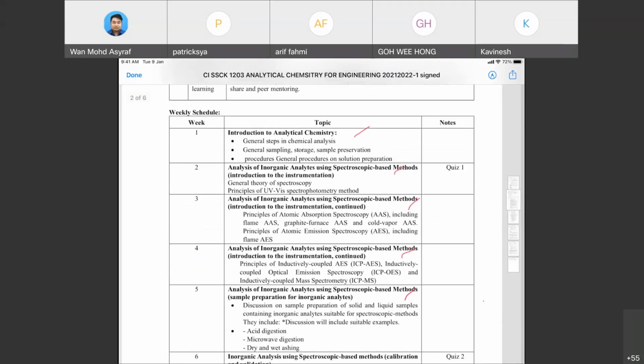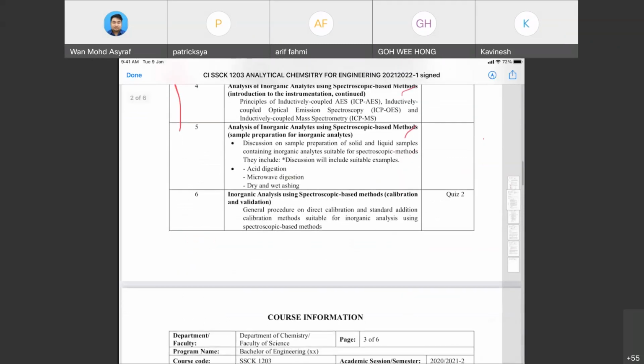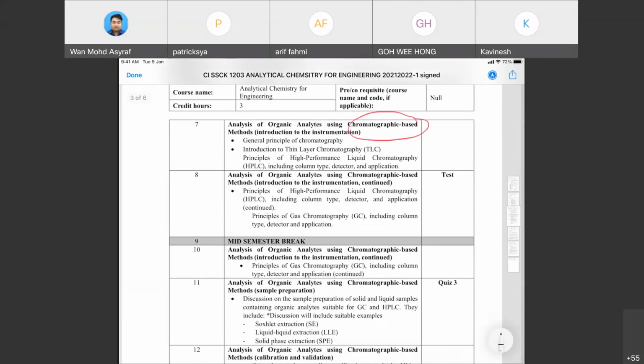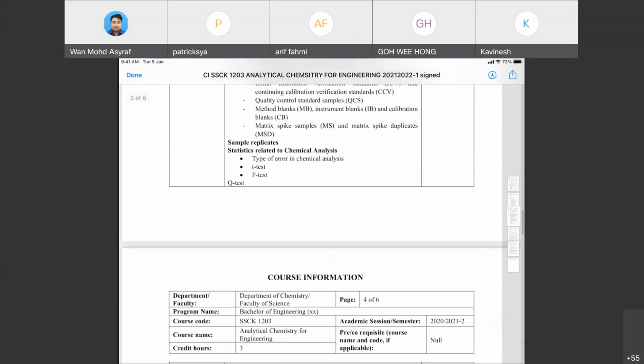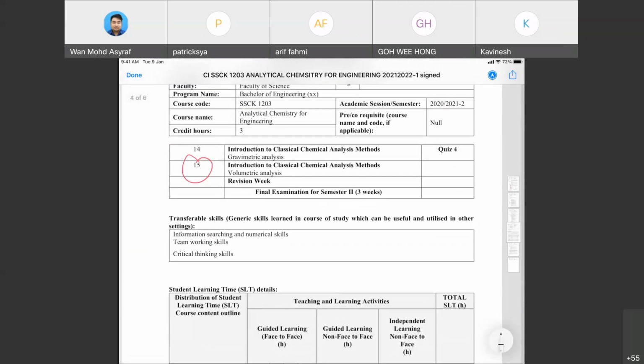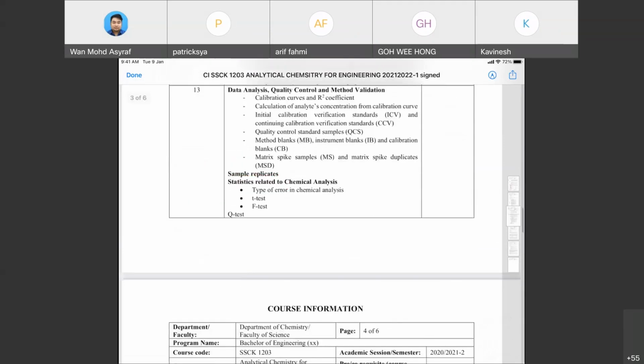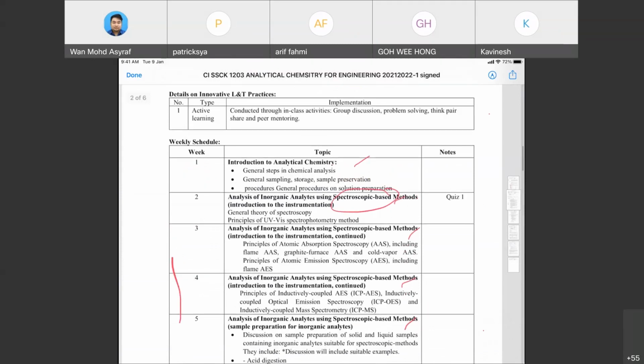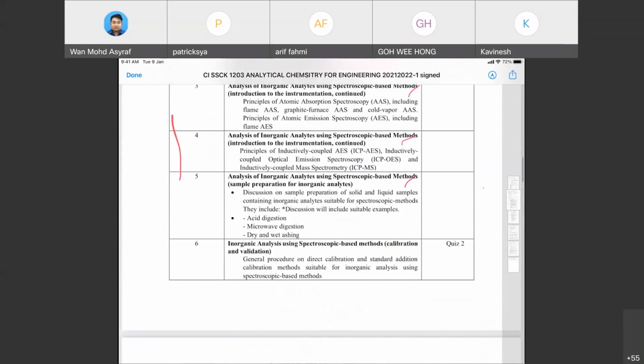All the topics that you need to learn are divided into 4 types. The first one is spectroscopic based methods, and then you will have chromatographic based methods. Okay, it's a different thing. And then you would have gravimetric analysis and volumetric analysis towards the end of your course. Okay, so let me show you the assessment.